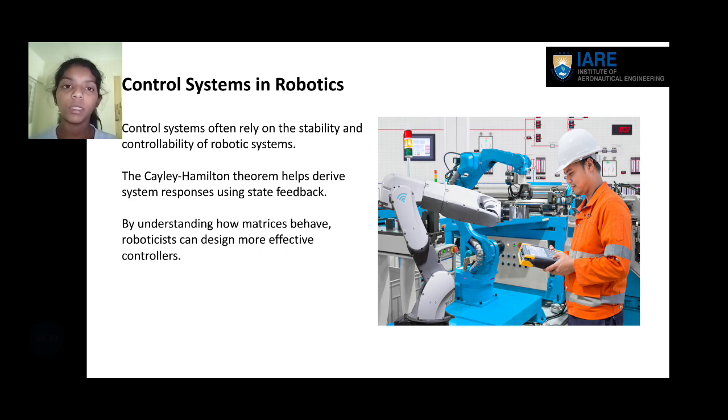Control systems in robotics. Control systems often rely on the stability and controllability of robotic systems. The Cayley-Hamilton theorem helps derive system responses using state feedback. By understanding how matrices behave, robotics can design more effective controllers.